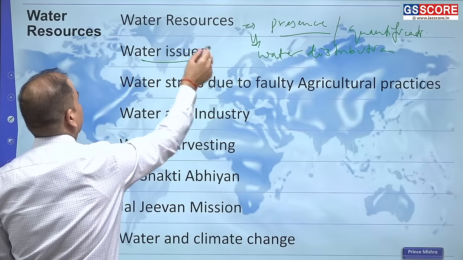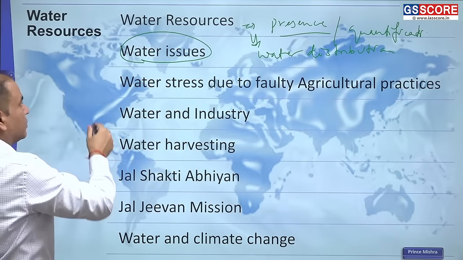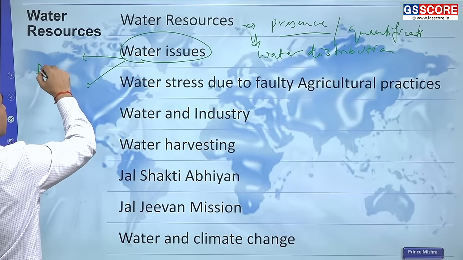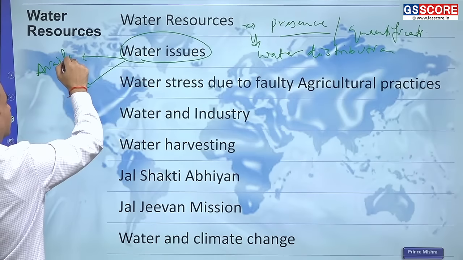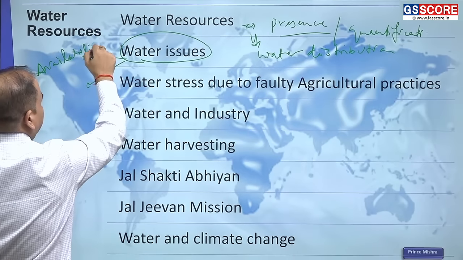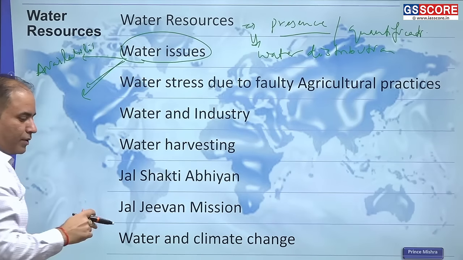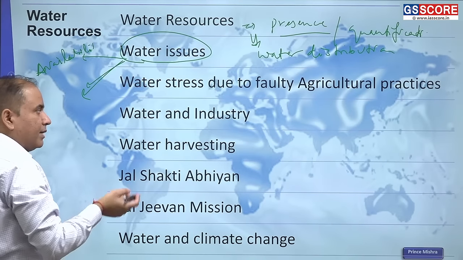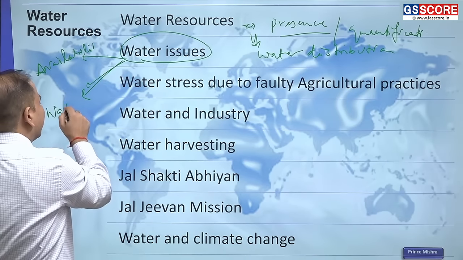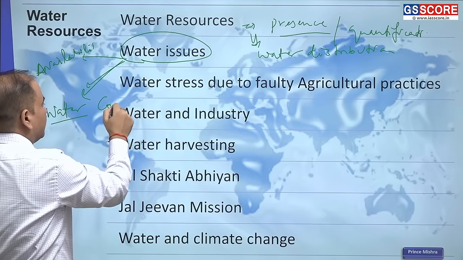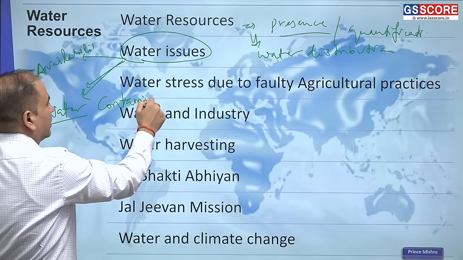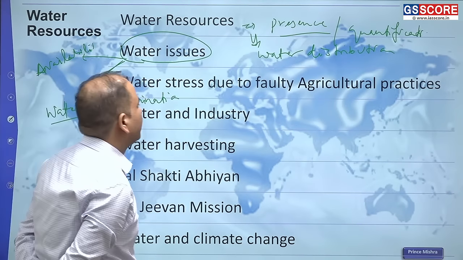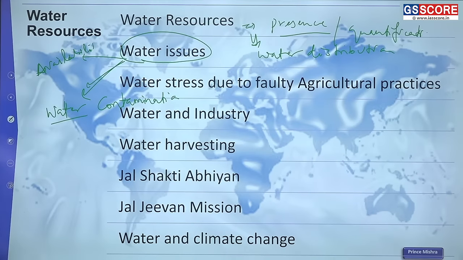Then we have water issues. What are the main issues that we are facing? We have one very important issue of availability, which in a way you can call a crisis. The second issue is not only availability, that is less water, but rather that in some areas water is there but that water is not clean. So water contamination, water pollution. So availability, contamination.